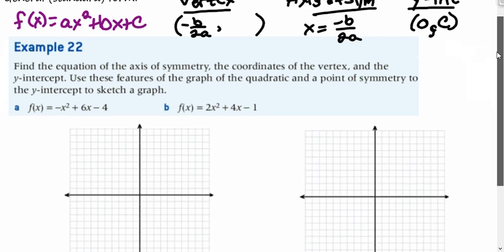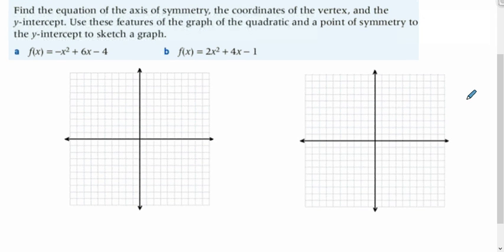So now you're going to graph these two functions based off of knowing that information. So we're going to find the axis of symmetry, we're going to find the vertex, and we're going to find the y-intercept. And then we're going to do that and graph it using points of symmetry. So one of the things to look at is you always know automatically the y-intercept. So I'm just going to list the y-intercept.